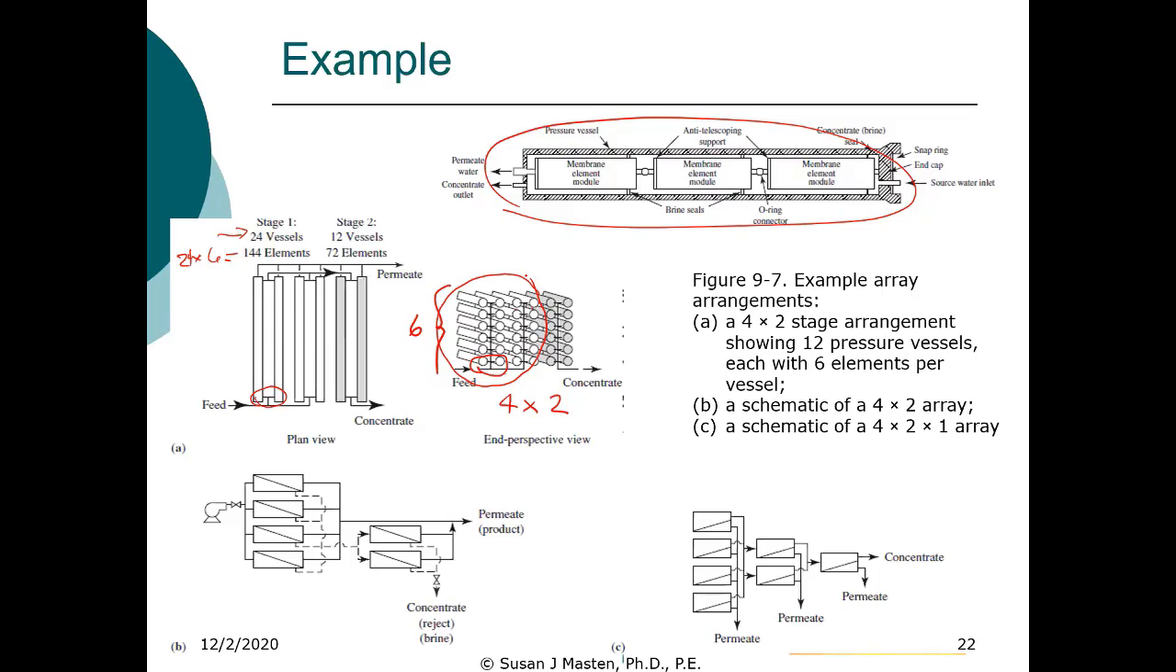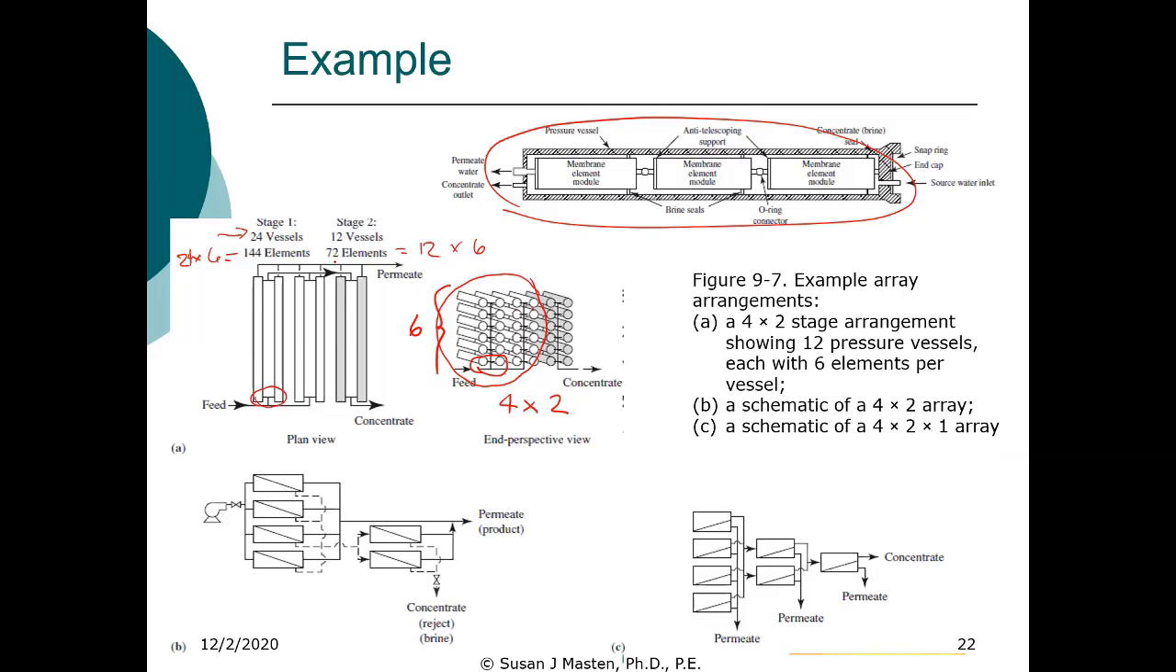And then stage 2 has 12 vessels. So we have 2 banks, each with 6 pressure vessels. Again, we have 12 vessels. We have 6 elements per vessel, and that gives us the 72 elements.